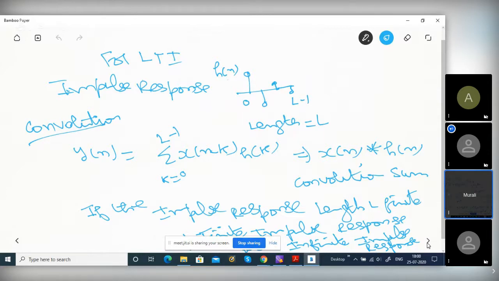So what does this say? You want to find the response of the system. The impulse response is h of n. How will you find it? Using this formula, right? Yes. But what does it mean? I will explain it in detail.